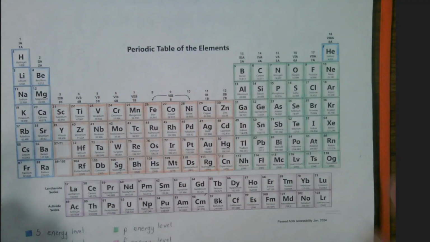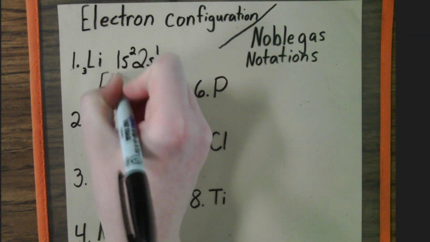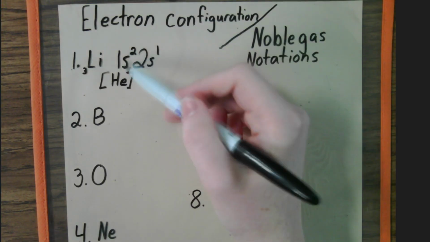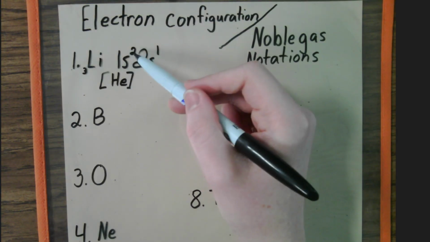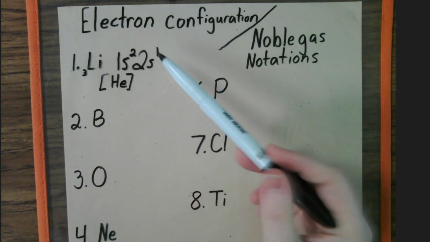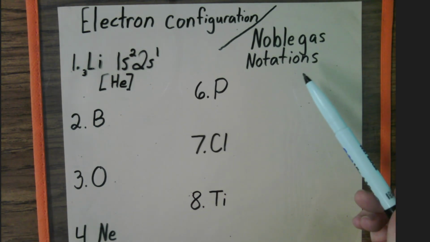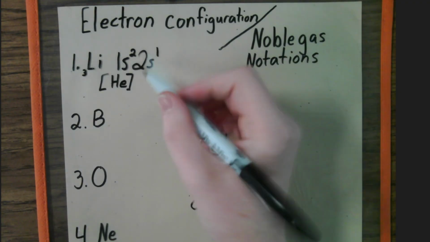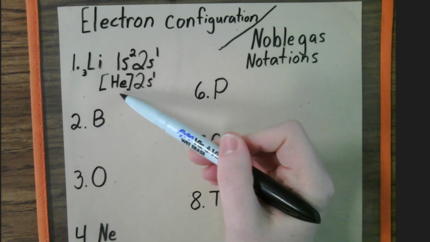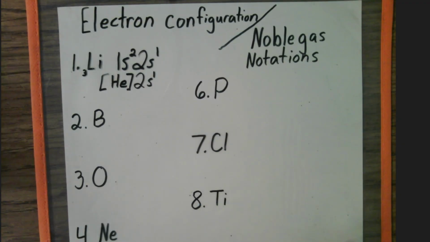In this case, it's helium. So we're going to use that. Our noble gas notation, we're going to use brackets, He, and then helium is the same as 1s2. These are the same. They could be interflipped. That's why the electron configuration and noble gas notations are so similar. The noble gas notation also gets referred to as the shorthand. So then all we have to do now is bring down the excess electrons from the noble gas. In this case, it's just 2s1. Let's do the next one.